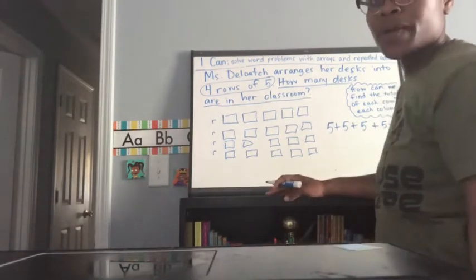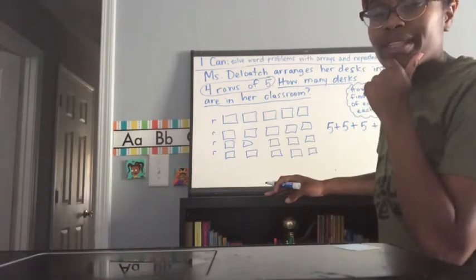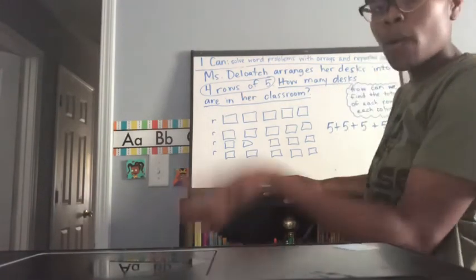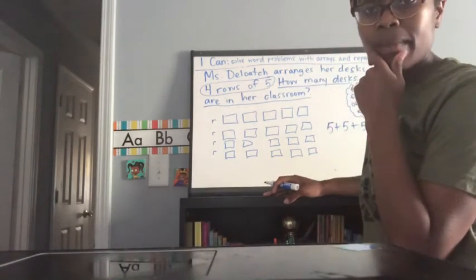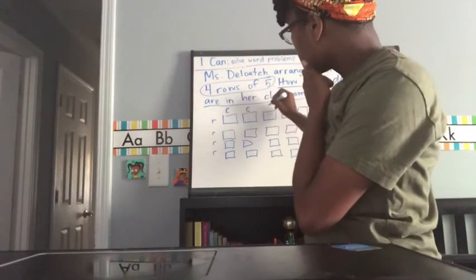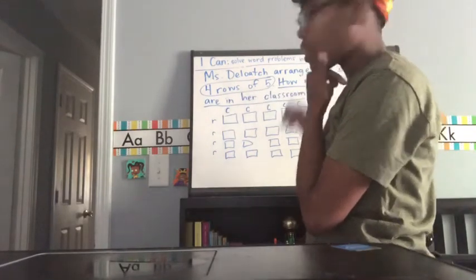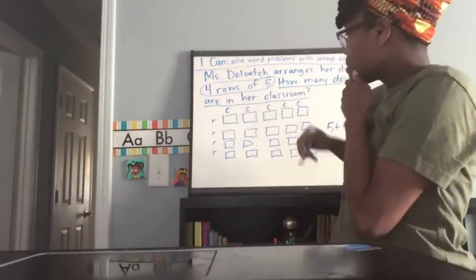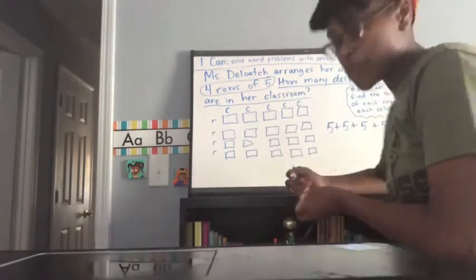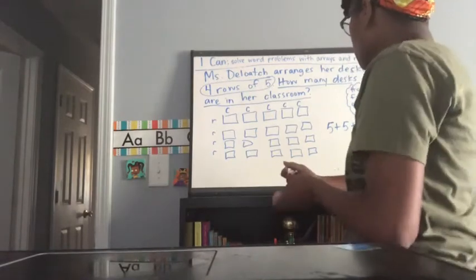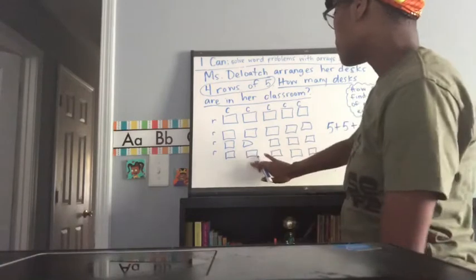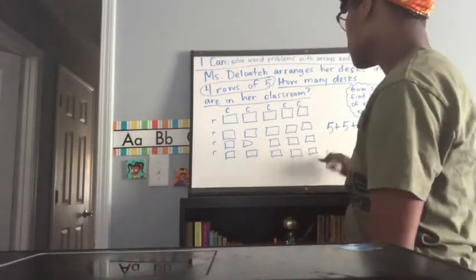Now, if I want to find the total, but this time using the columns, what would be my repeated addition sentence to match? Well, I see 1, 2, 3, 4, 5 columns. And how many are in each? 1, 2, 3, 4. I know that they're equal groups, so there are 4 in each column. So what repeated addition sentence would match the columns?